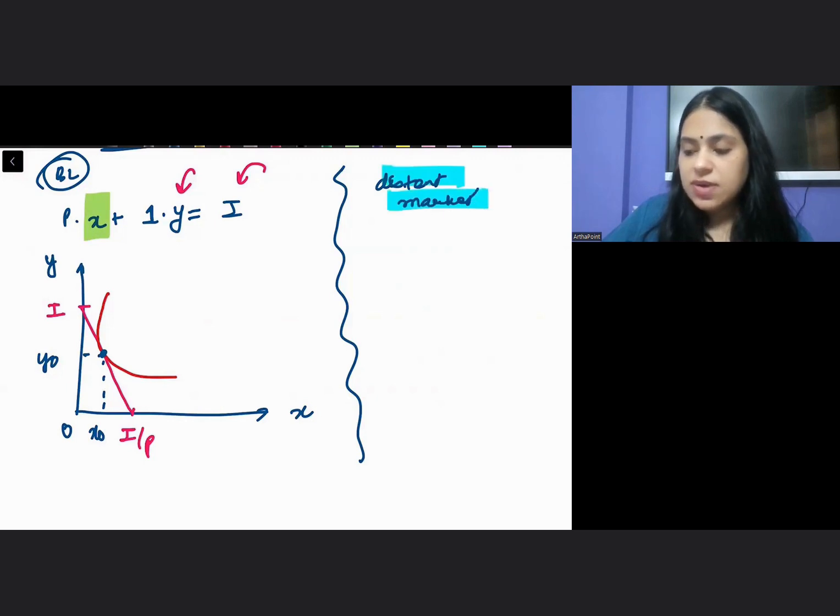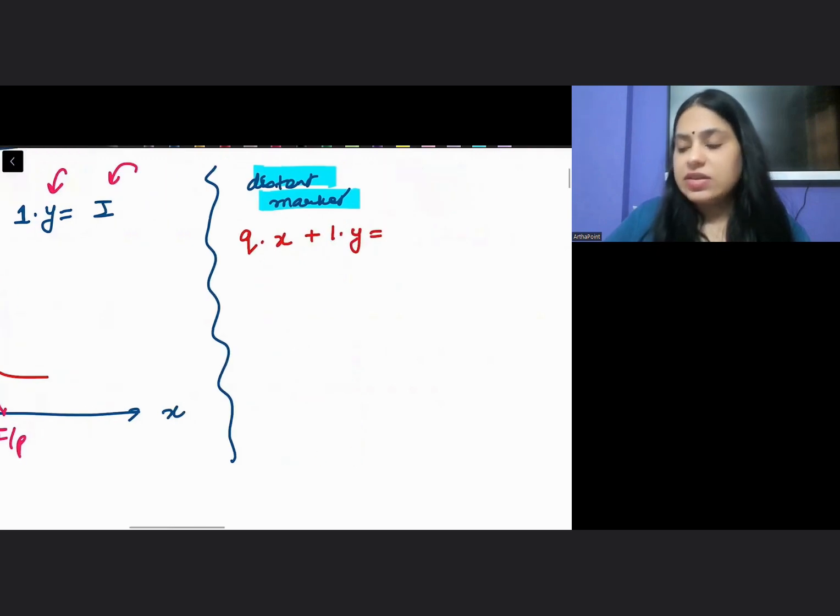Okay. Now, if I talk about the distant market, then in the distant market what we will see is that the expenditure is price of good X, Q, into X plus price of good Y into Y. And in this case, I have to incur a fixed cost of C.